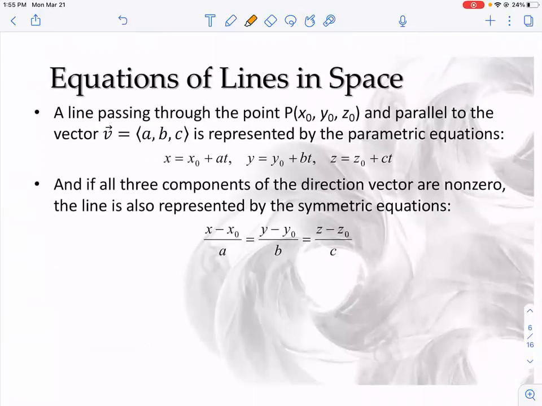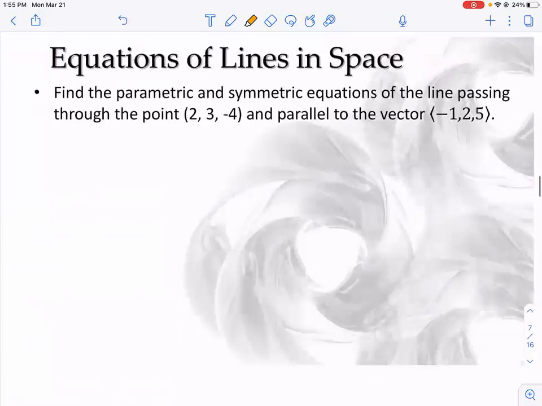Okay, so this is just summarizing what I just said. A line passes through the point P, so that's your x naught, y naught, z naught, parallel to vector V, A, B, C. We take that information and fill these in, whether it be the parametric equations or the symmetric equations, okay? How does this help? If we plug a number in for t, we get an x, y, z coordinate, okay? We don't have just one equation because we have 3 dimensions. We have to write them separately.